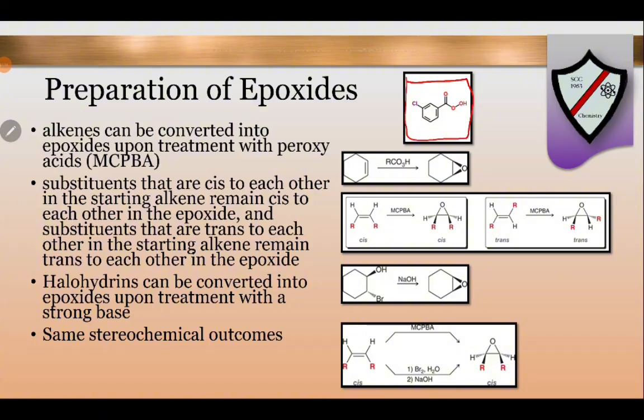Halohydrins can be converted into epoxides also upon treatment with a strong base. However, you get the same stereochemical outcome, so there's really no reason to prefer one reagent over the other, other than MCPBA is a little bit easier to handle than something like elemental bromine or chlorine. So you probably will just try to use MCPBA if possible to convert an alkene into an epoxide, but we'll look at the result of both in the examples.